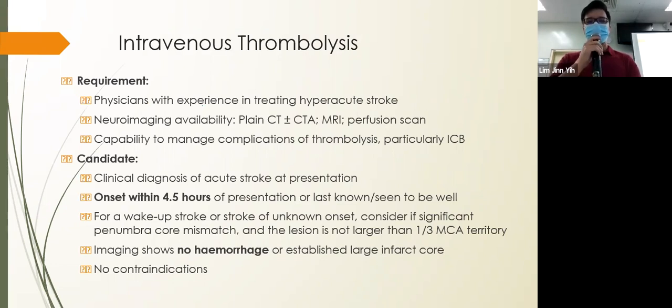So requirement, of course, we need a stroke team, we need imaging, CT angio, perfusion scan, and we need a place to manage the complication, usually bleeding or angioedema. So for the candidate, patient must be within the thrombolytic window, 4.5 hours. If it's a wake-up stroke, then we couldn't determine the onset. Then we would base our decision on perfusion scan. Make sure there's no hemorrhage and no other contraindications.